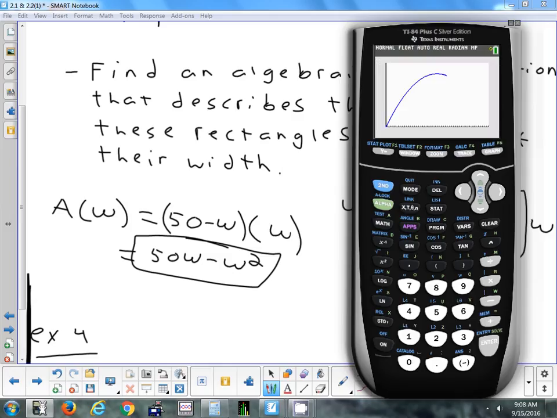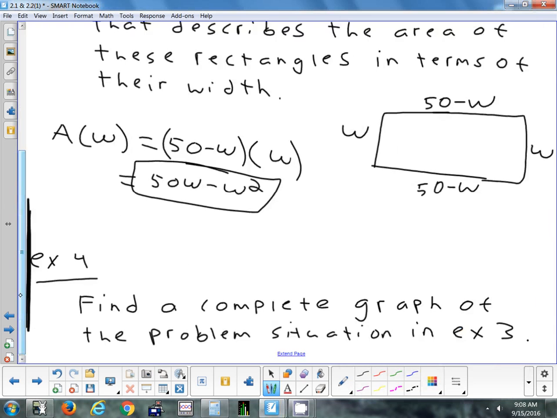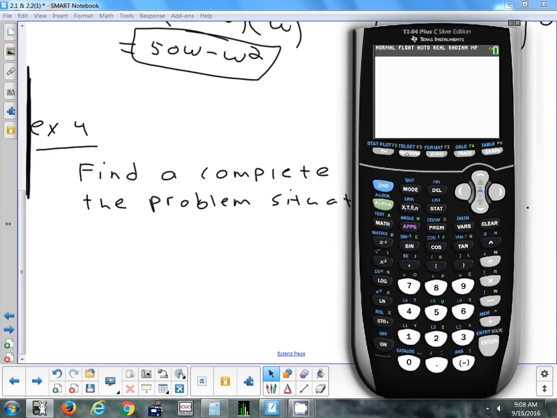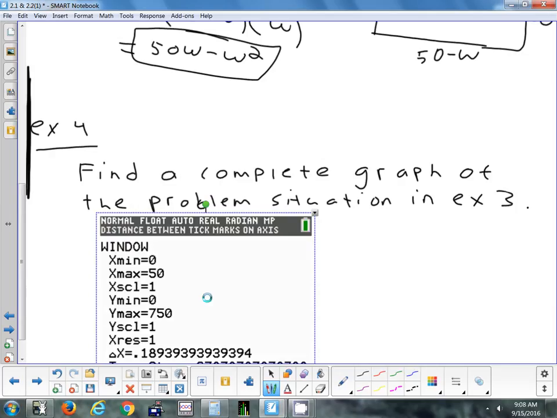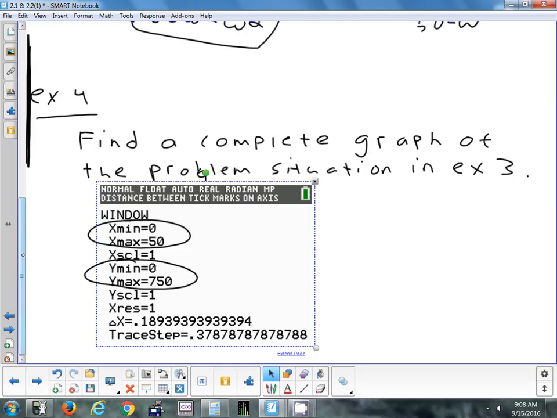Okay, so there's your curve for all your different areas. If you calculate a max, it's going to tell you that the maximum does occur when x is 25, and that would give you a maximum area of 625. They didn't ask for the maximum here. All they really asked for was this and to find a complete graph. So write down your mins and maxes. Okay, any questions on that?